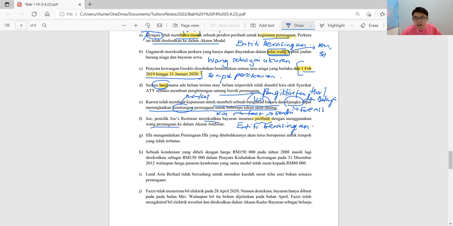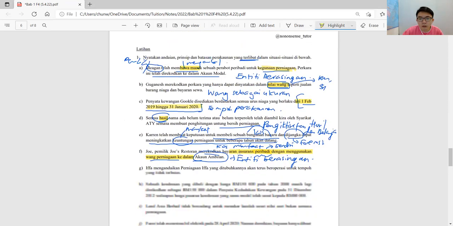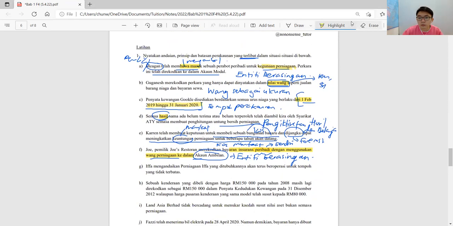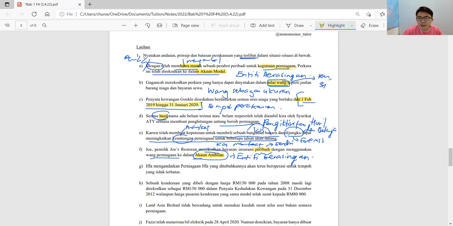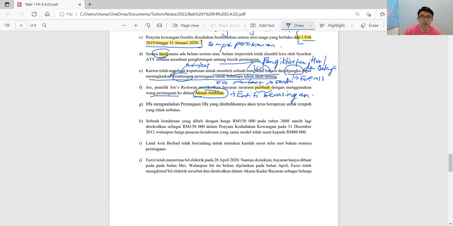Joe is using his restaurant's money to pay for his own insurance. So because that thing happens, and you record it, that is called an entity berasingan. And dia sudah record dalam account ambilan. Nampak tak? So the keyword, whenever you see peribadi, account ambilan, or modal tambahan, or account modal, all this normally will result in entity berasingan. Right? Okay, now G.